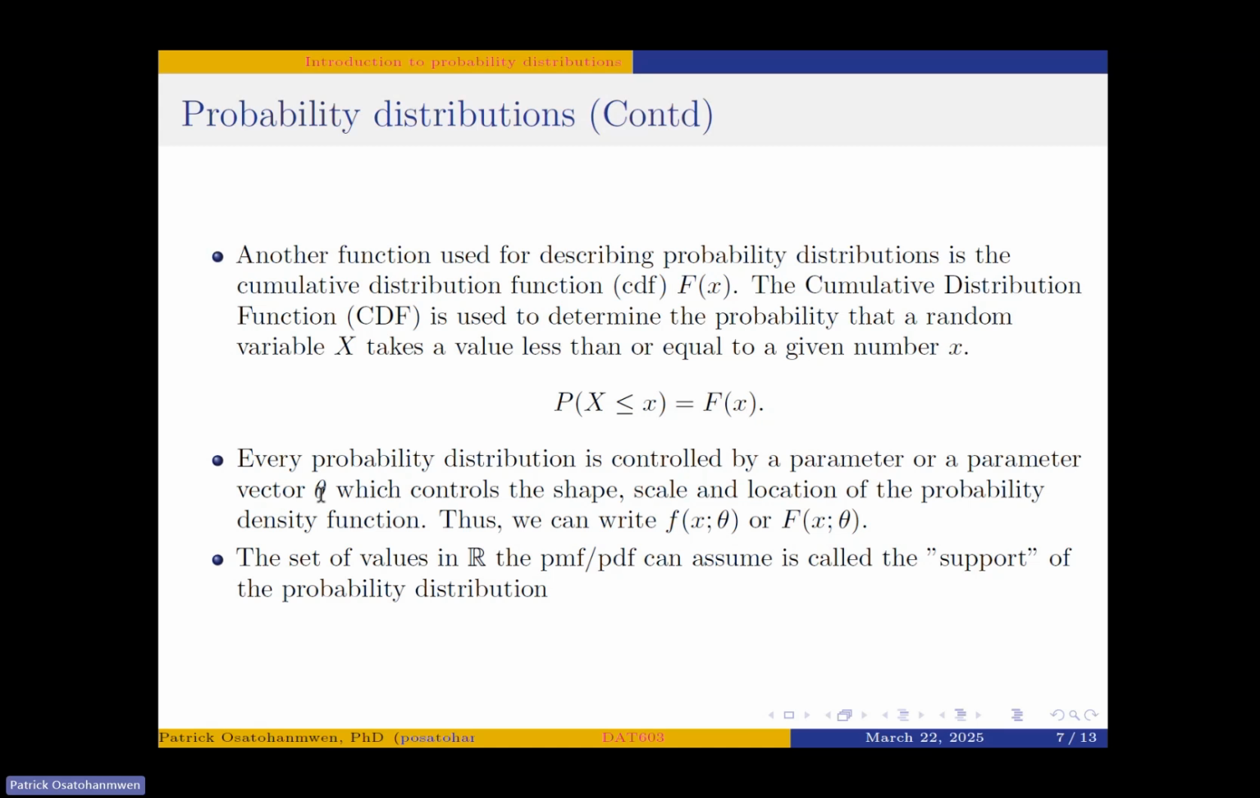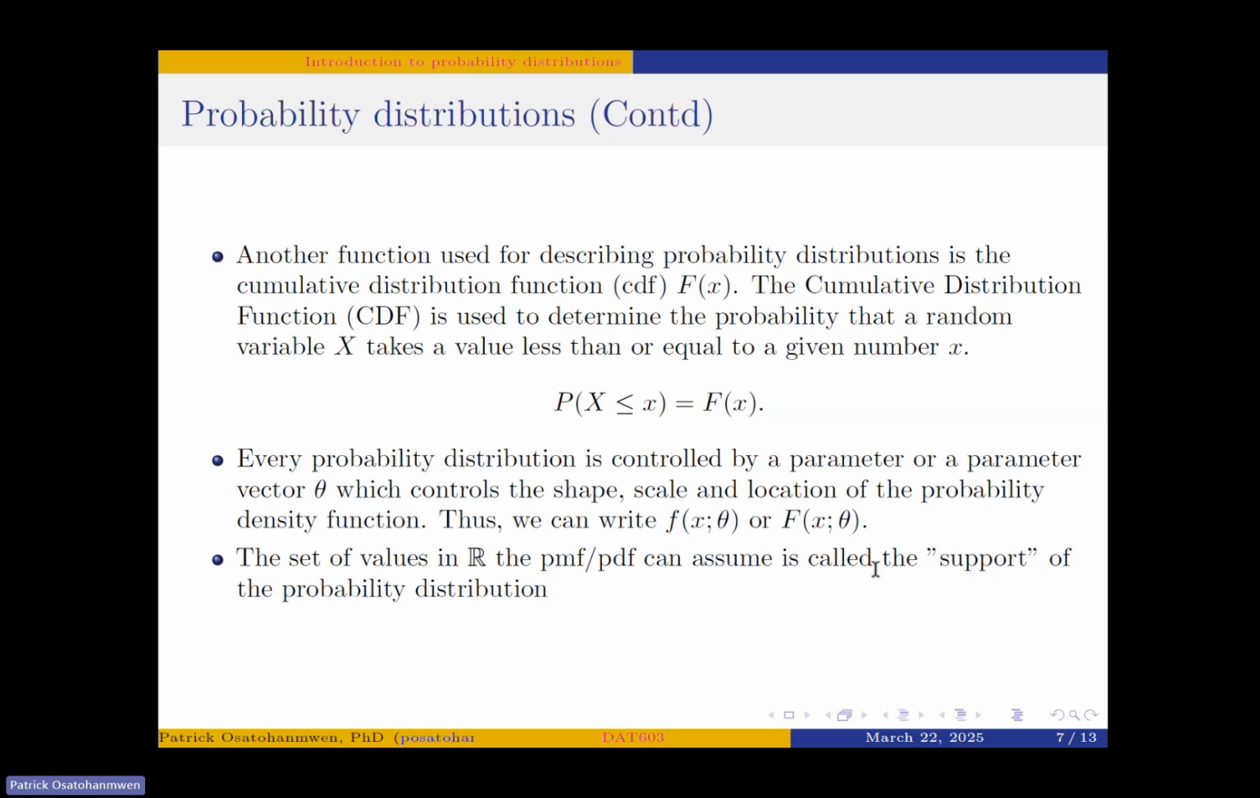Now, before we move on, it is also important for us to understand that the set of values in R, you know what R means here? R is just the set of real numbers, because random variables can only take real values, or we assume they take real values. It can't take complex values. So R here is the real line. The set of values that the PMF or the PDF can assume is called the support of the probability distribution.